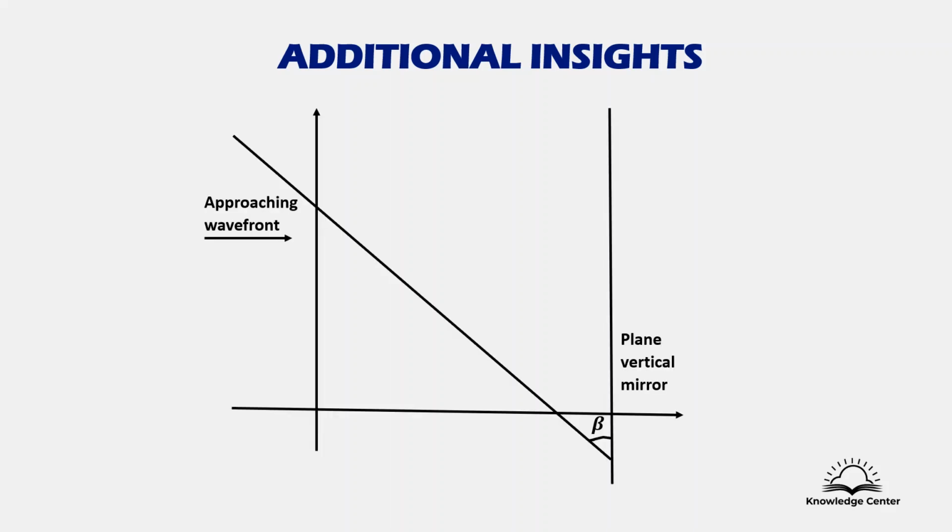Now we have our approaching wavefront again, which makes an angle beta with the mirror, and we construct our normal to the mirror in that way. Now for any point on the wavefront, the ray from that point is perpendicular to the surface at that point. And so if we pick a point P on the approaching wavefront, then the ray from P looks like that. And by geometry we can show that the angle this ray makes with the normal is beta, the same as the angle of incidence which we talked about previously.